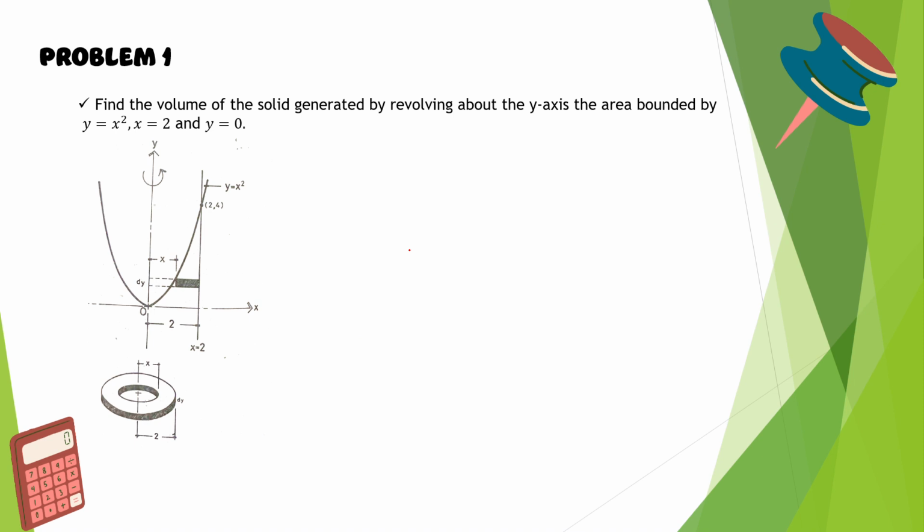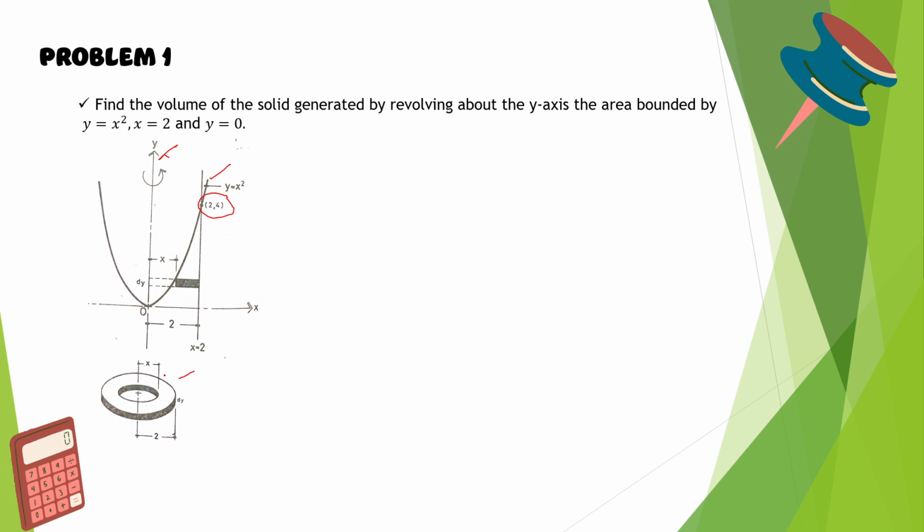Let's have problem number 1 for the washer method. Find the volume of the solid generated by revolving about the y-axis the region bounded by y = x squared, x = 2, and y = 0. When x is equal to 2, the point of intersection is (2, 4). If we take this region and revolve it about the y-axis, it generates a washer.